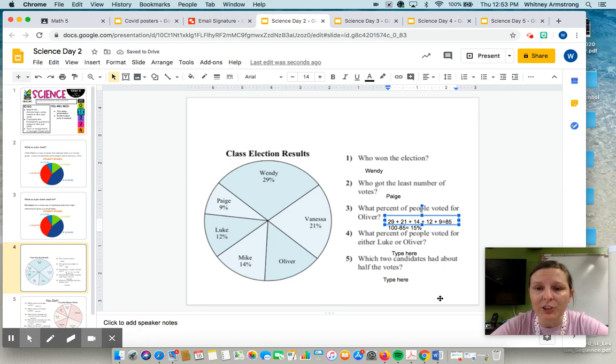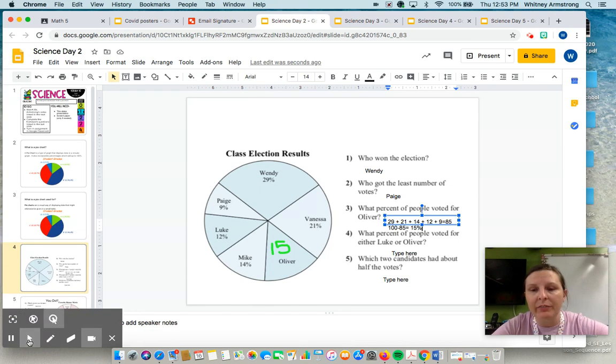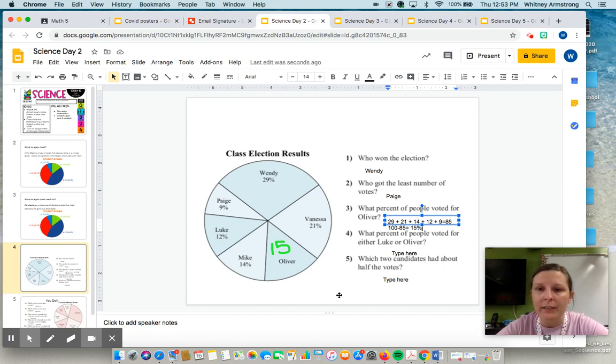So if I wanted to check that, I could write 15 right here if I think that's what my answer is. And then I could go back and add all of these numbers together. And if they equal 100, then I'm correct. If they do not equal 100, we've added wrong somewhere. Okay, so we need to go back and take a look at it. Now, question 4 and 5, I'm going to give you a chance to do those on your own. And when we come back, we will go over the answers together.